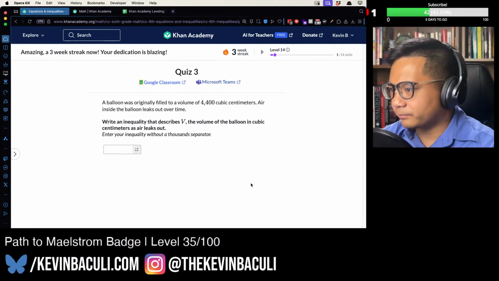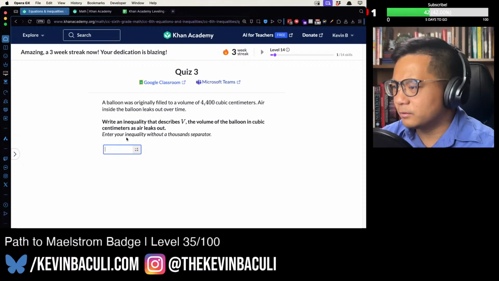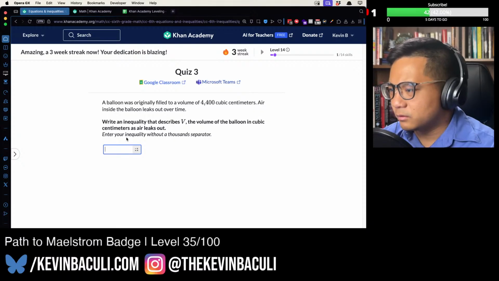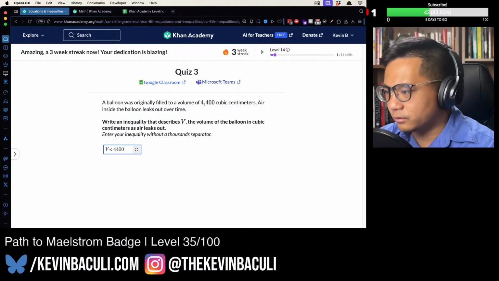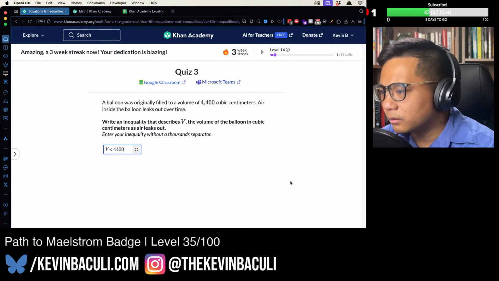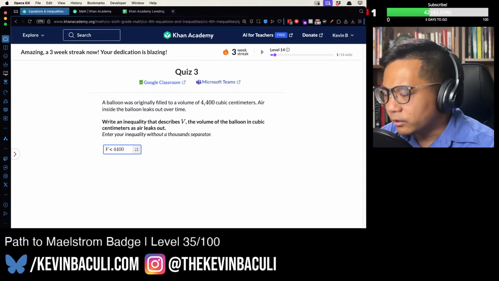Okay, let's go. The balloon was originally filled up with 440 cubic meters of air. Air slightly leaks over time. Write the inequality that describes V, volume. V is less than 440. There we go.